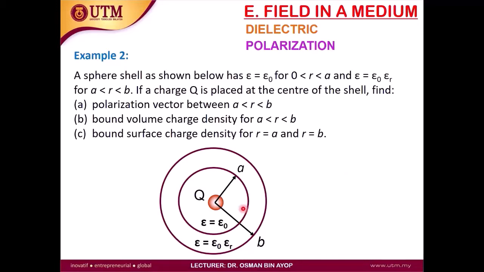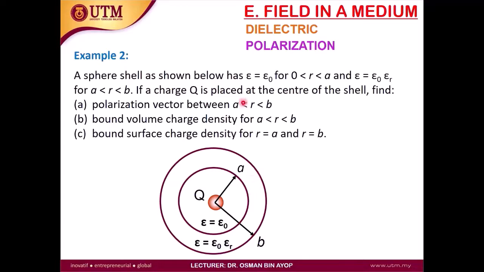Okay, we have a spherical shell, as shown in this figure, with epsilon equal to epsilon naught for the region 0 to A. So the inner part here is a vacuum. Then we have epsilon equal to epsilon naught epsilon r for A less than R less than B. So this is between A and B.